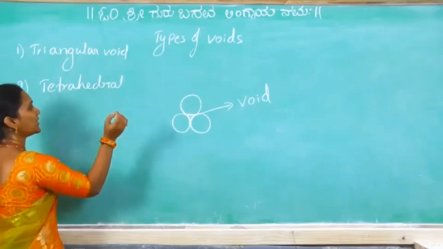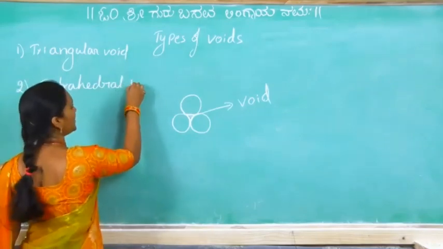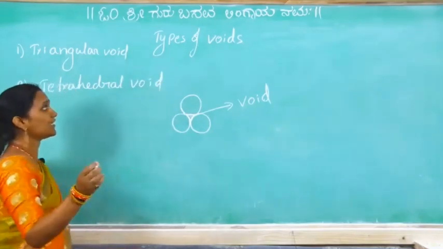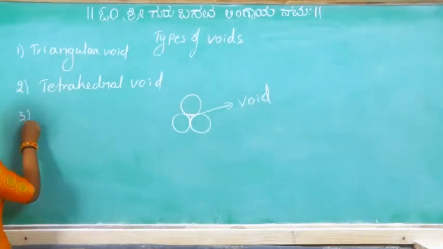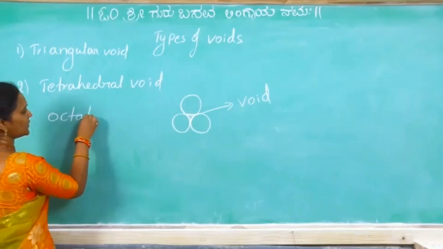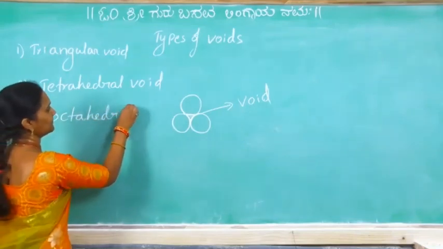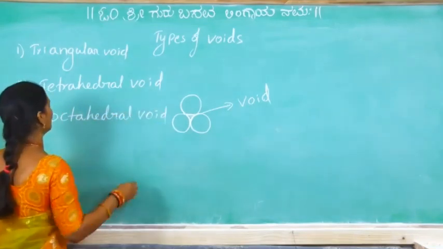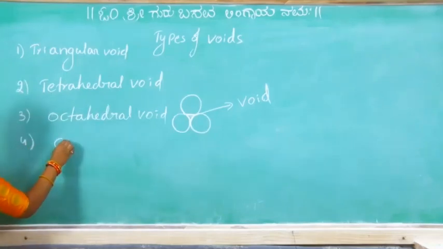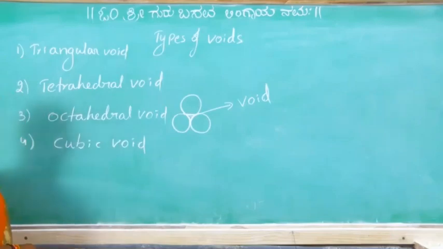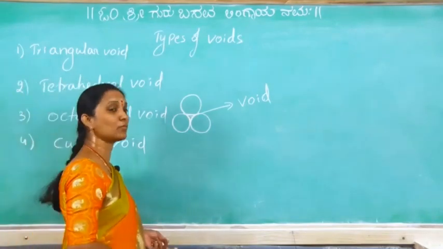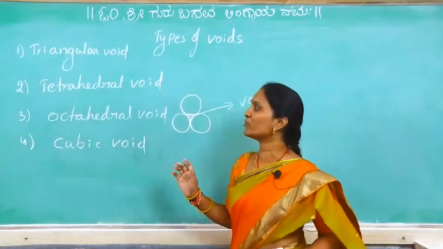These voids notes were already given last class. Tetrahedral void, in that link voids notes also there. Okay, tetrahedral void. And third one, octahedral void. Fourth one is cubic void. So different types of voids: triangular void, tetrahedral void, octahedral void and cubic void.